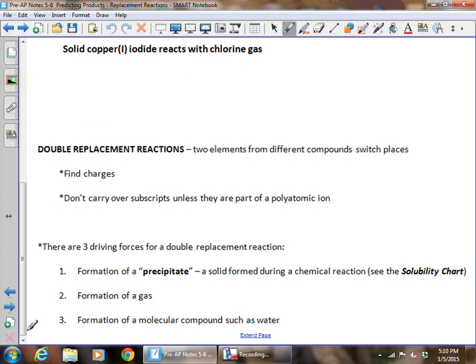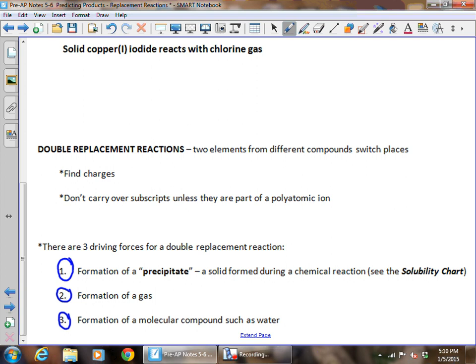The first one, and the one that we're going to be focusing on this year, is the formation of a precipitate. This is a solid formed during a chemical reaction. And we're going to use a solubility chart to see whether a compound would actually form a precipitate, whether it would be insoluble in water or not. Now, the formation of a gas and the formation of a molecular compound such as water, those are important driving forces, but we're not going to really focus on those unless you take AP. We focus on those two driving forces in that course.